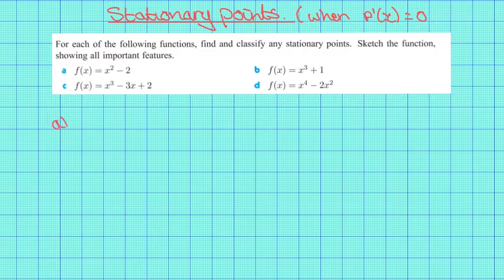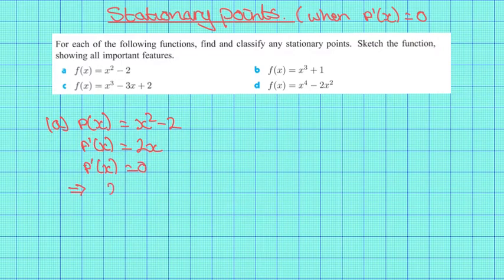So A, f of x is equal to x squared minus 2. So f dash of x is equal to 2x. So we want f dash of x to equal 0. Therefore, 2x equals 0. Therefore, x equals 0. So we have a turning point or a stationary point when x is 0.